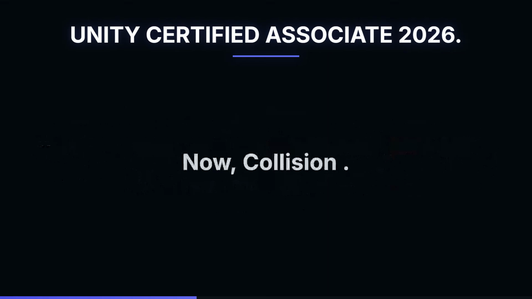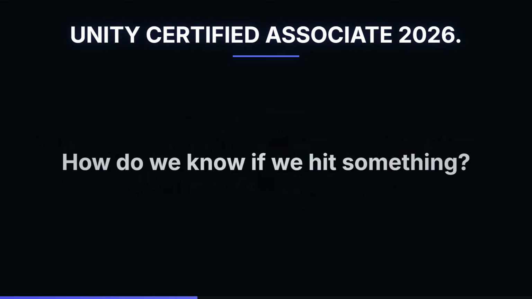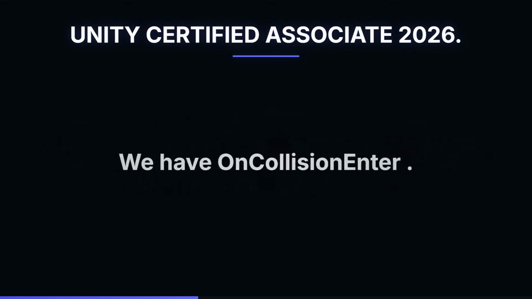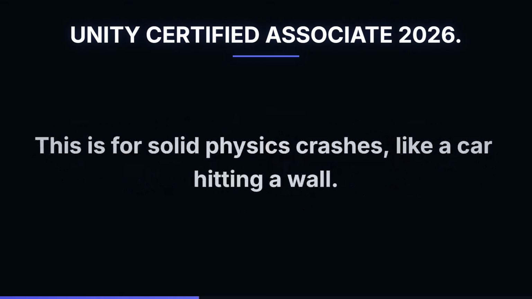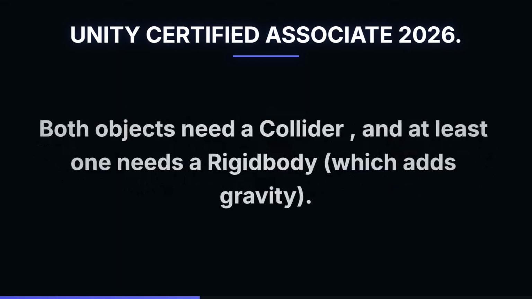Now, collision. How do we know if we hit something? We have OnCollisionEnter. This is for solid physics crashes, like a car hitting a wall. Both objects need a collider, and at least one needs a Rigidbody, which adds gravity.